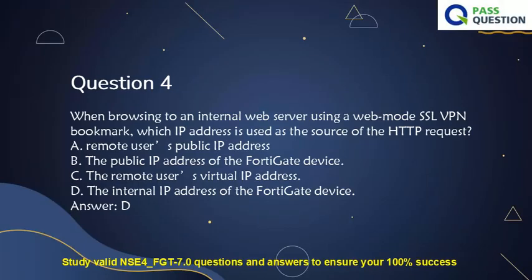Question 4. When browsing to an internal web server using a web mode SSL VPN bookmark, which IP address is used as the source of the HTTP request? A. Remote user's public IP address. B. The public IP address of the FortiGate device. C. The remote user's virtual IP address. D. The internal IP address of the FortiGate device. Answer: D.